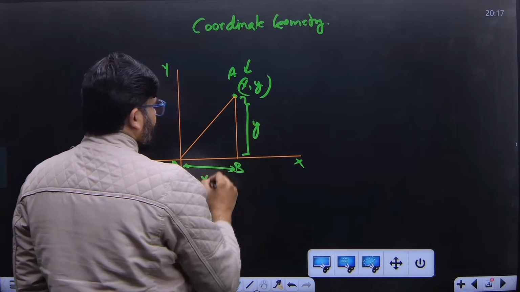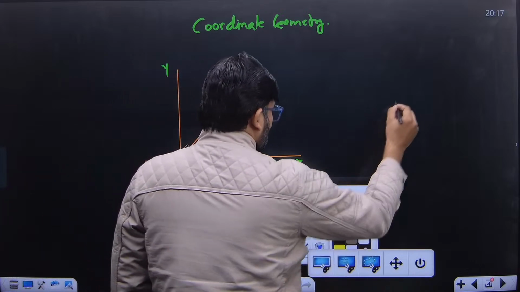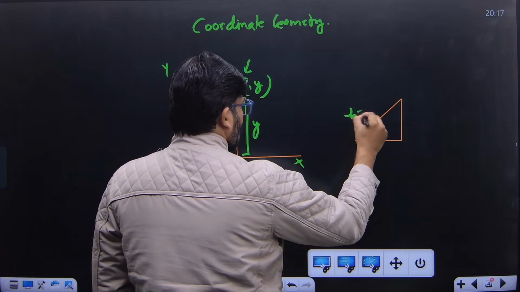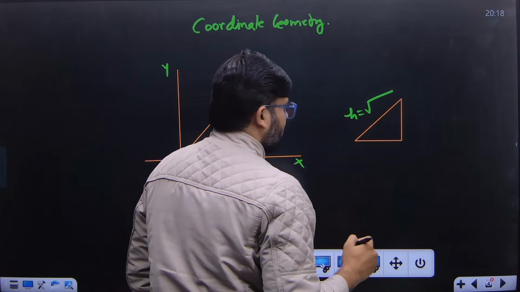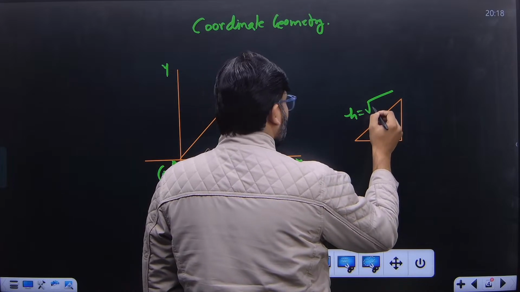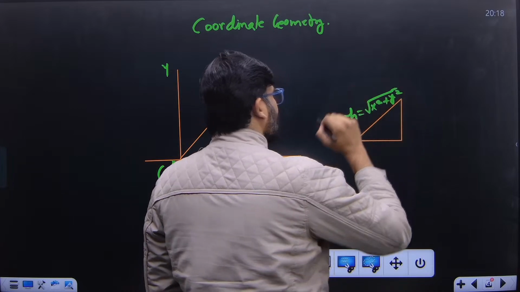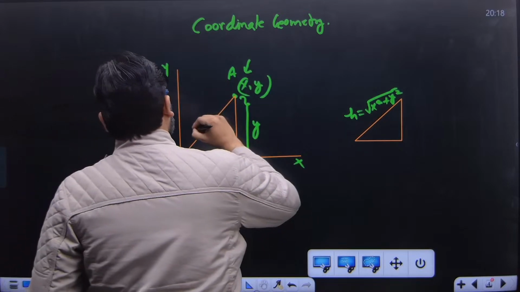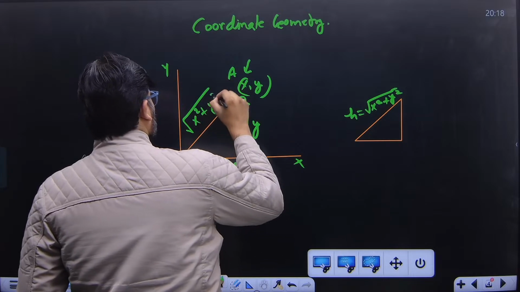Y. So, if this is x, this is y, in any right angle triangle, can you tell me what is the hypotenuse? Hypotenuse squared is equal to base squared plus perpendicular squared. So, base square is how much? X square. And what is perpendicular square? Y square. So, this particular distance is going to be under root x square plus y square.